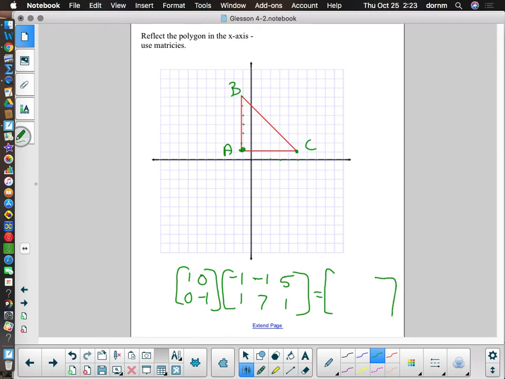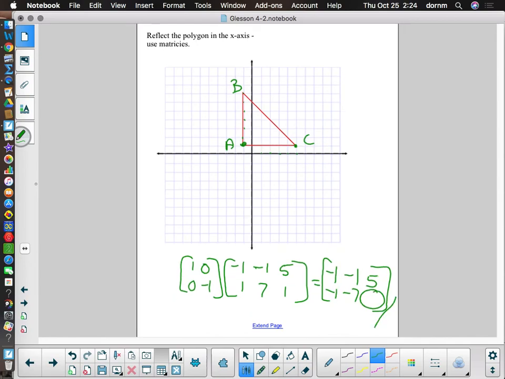So we do our multiplication. 1 times negative 1 plus 0 is negative 1. 1 times negative 1 plus 0 is negative 1. 1 times 5 plus 0 is 5. 0 times negative 1 is 0. Plus negative 1 times 1 is negative 1. Then we get a negative 7. And what's going to come last? Once again, final question. You should be noticing a pattern here, by the way, pretty easily. That's a lot. We'll see you in class.